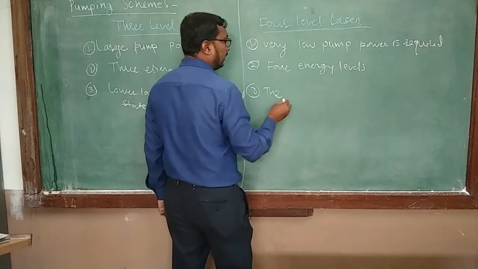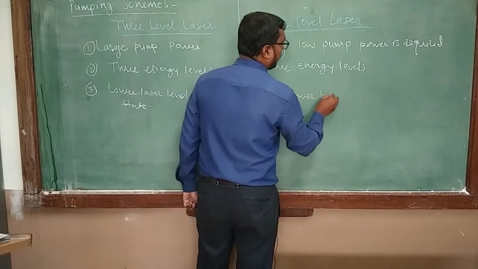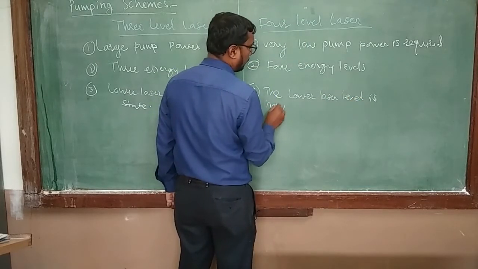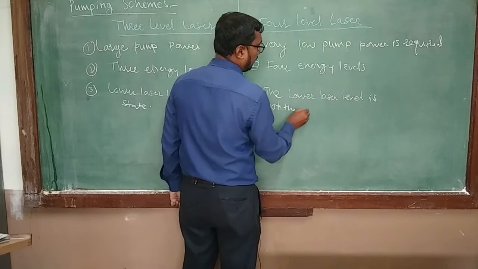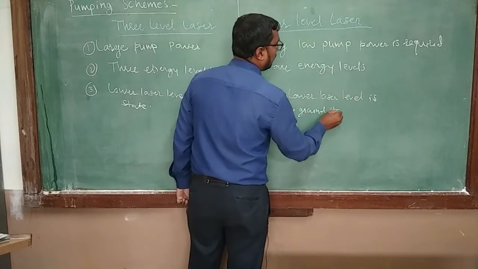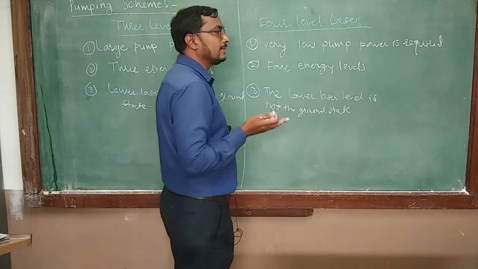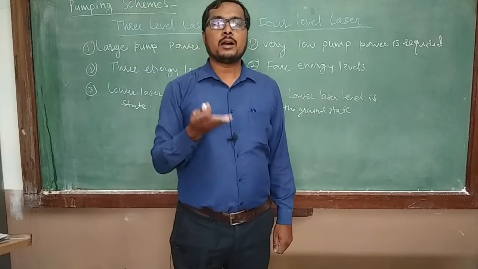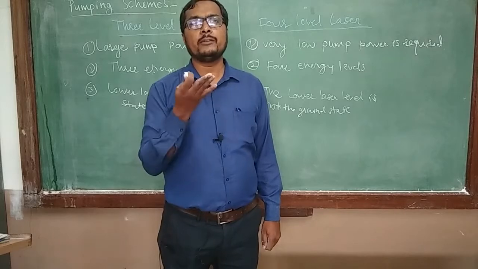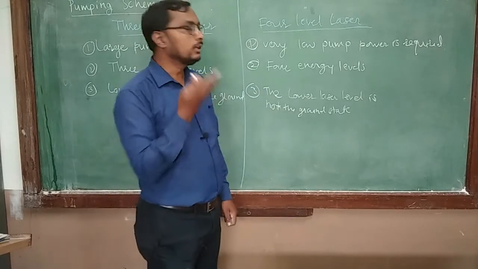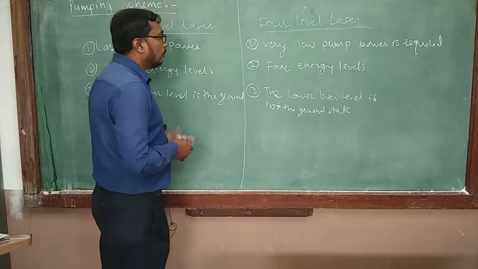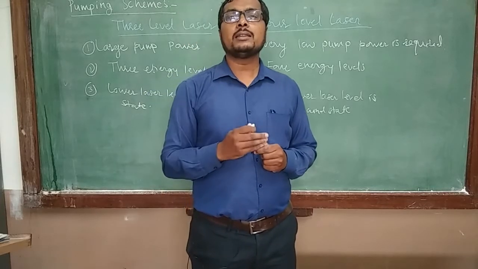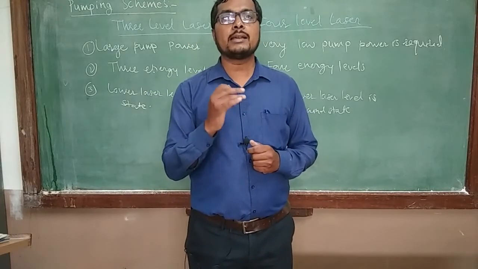In the case of 4 level laser, the lower laser level is not the ground state, but a state which has enough separation from the ground state, so that in thermal equilibrium very few atoms will be there due to thermal excitations. Because of that, population inversion can be created more easily in the 4 level scheme than in the 3 level scheme.